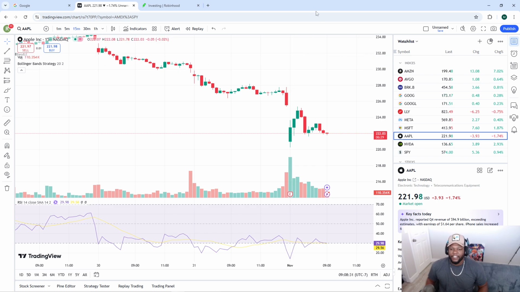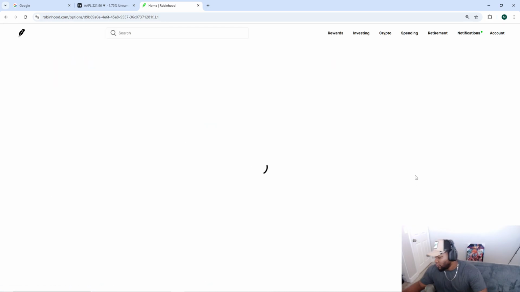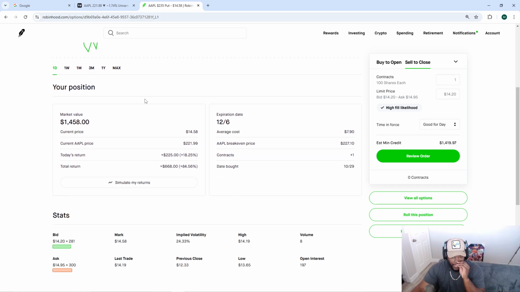So let's look at the 15. Essentially, before I get into all of that, I want to show y'all the potential profit on each trade, because it hasn't executed yet. This is a 12/6 put, so you can say it's a monthly, and I'm up 84%, which is $670 on it. That's one.